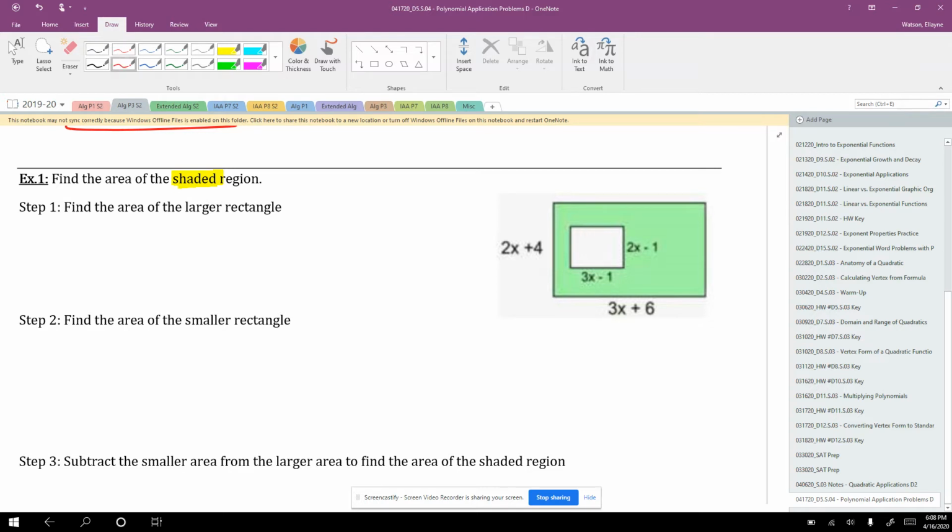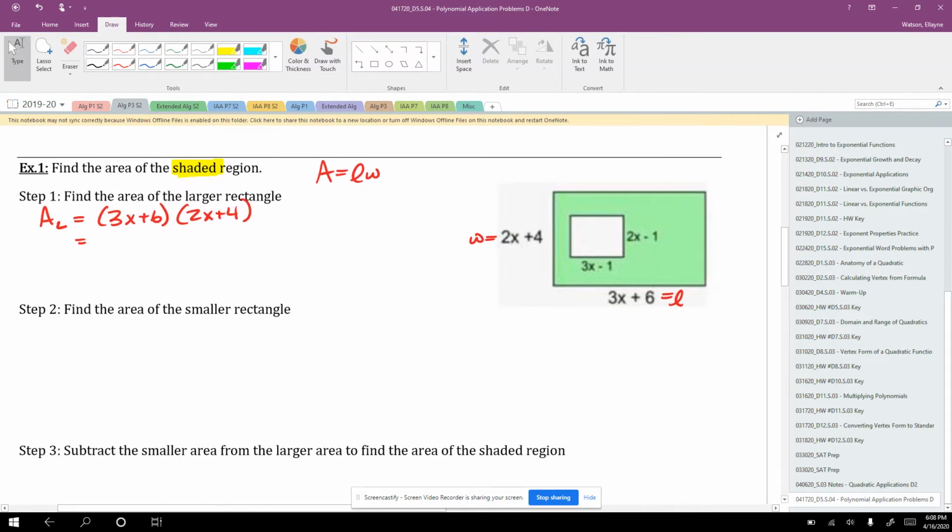So, the area of the large rectangle. Remember, area is just length times width. For our purpose, I'll call this one length, this one width. It's interchangeable, it won't matter, but that's what I'll do here. So the area of L, and I'm using L for larger, is going to be 3x plus 6 times 2x plus 4. And I'm going to distribute just like I did in the warm-up right above there.